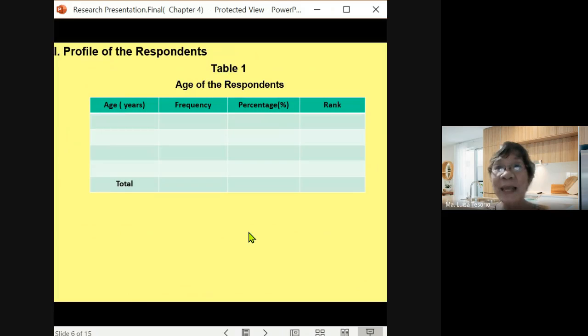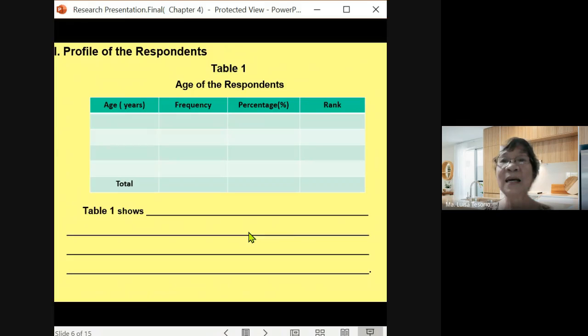The next slide is a vacant table about the age of the respondents, which will be your activity. For you to be very good during your research, you have to have a taste of how table 1 is being done. So using the first table as your example, you can now have this table as your exercise. This slide, I mean.